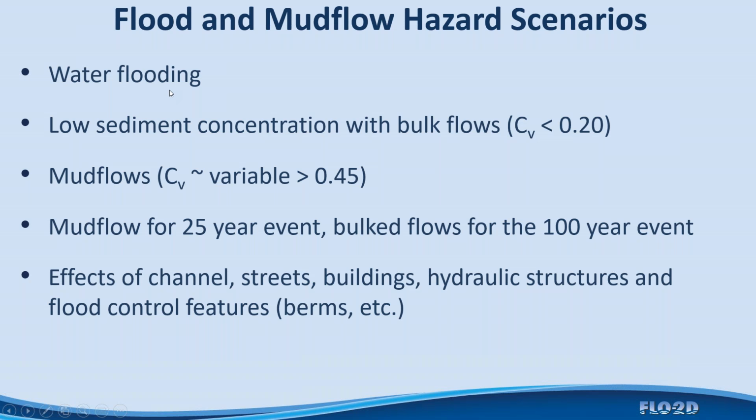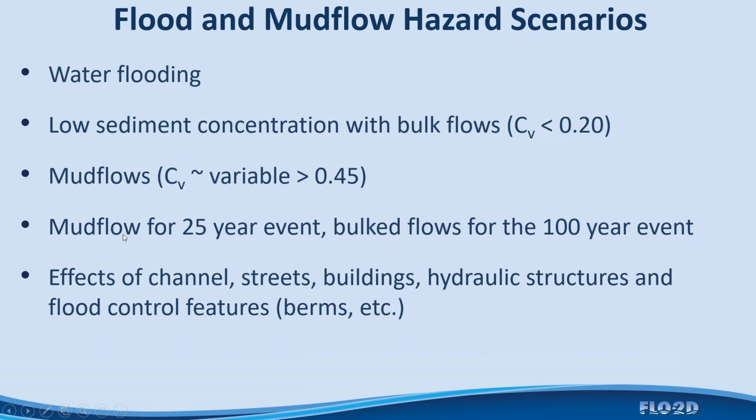to the client water flooding, low sediment concentration, maybe with bulk flows, and you could have a uniform concentration variable assigned at 20% in cont.data, and this would uniformly bulk everything. You wouldn't have to add anything to your inflow.data file to do this low sediment concentration with bulk flows. Then you could do mud flows where the concentration gets variable and higher than 45%.